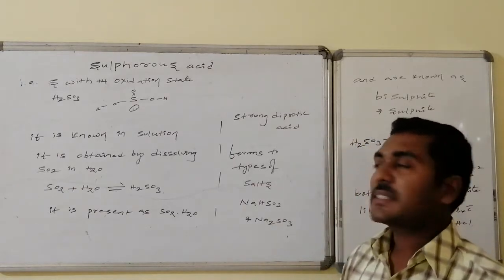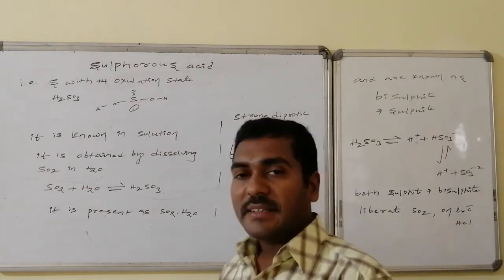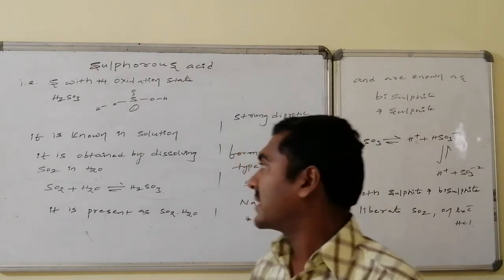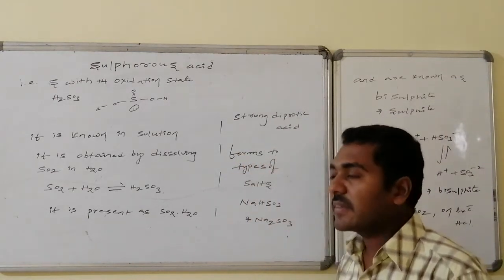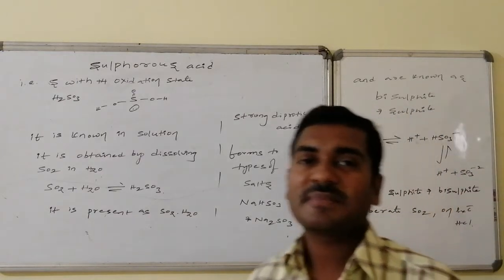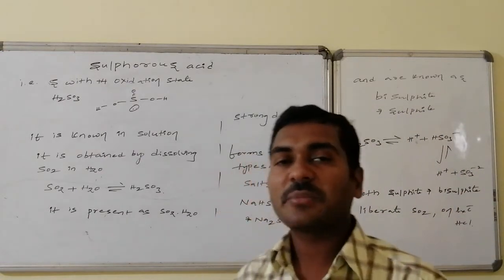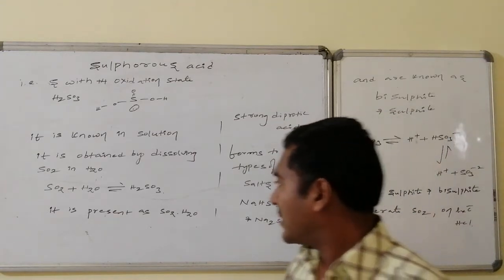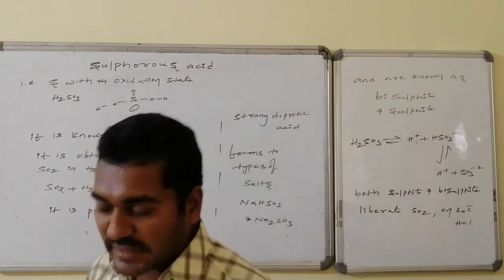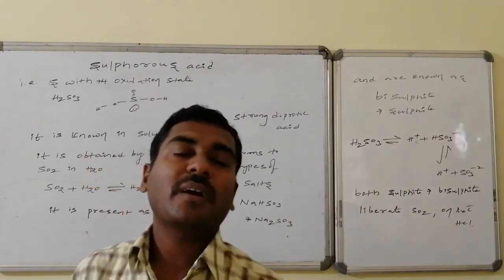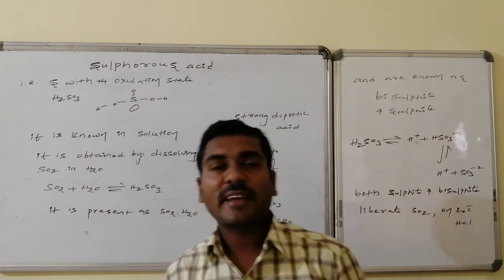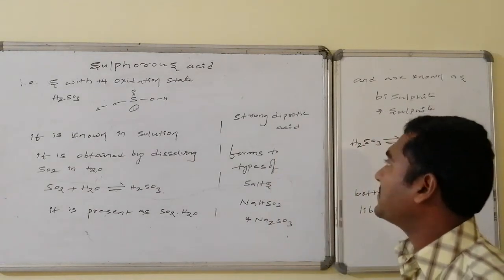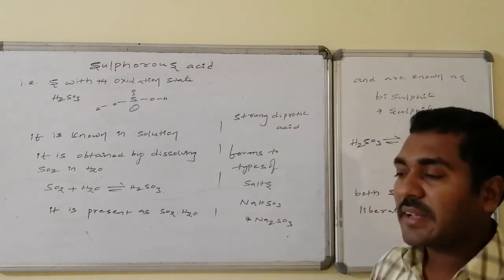It is known just in solution, but it is not known in the solid state and it is not known in the pure liquid state. It is obtained by dissolving sulfur dioxide in water. Sulfur dioxide plus water, a reversible reaction, leads to the formation of sulfurous acid, though it is expected to be present in the form of a hydrate of sulfur dioxide, that is SO2·H2O. It is a diprotic acid.